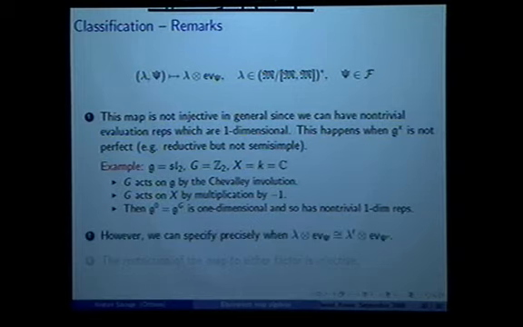But we can specify precisely when two of these are isomorphic. So we really do get a classification, because we can take care of the fact that this is not injective by describing when two are isomorphic. And if you restrict this map to either factor, it is an injective map.